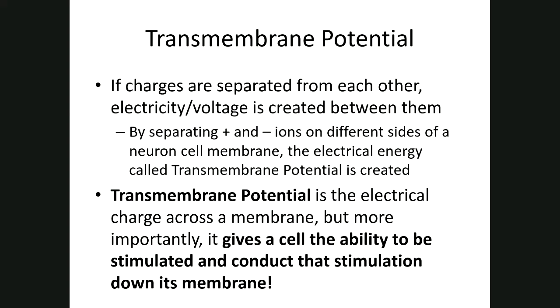It is due to an uneven distribution of ions across a cell membrane. So this transmembrane potential is created by separating ions, and when we separate ions, it creates this electricity in between those ions. Don't forget, an ion is a charged atom. If we separate plus and minus ions on different sides of the cell membrane, that's how we get the term transmembrane, across the membrane. So we separate the pluses and the minuses, more pluses outside, more minuses inside. Now we've got a difference. We've got an electrochemical gradient. And what we've just created is an electrical energy that's called transmembrane potential.